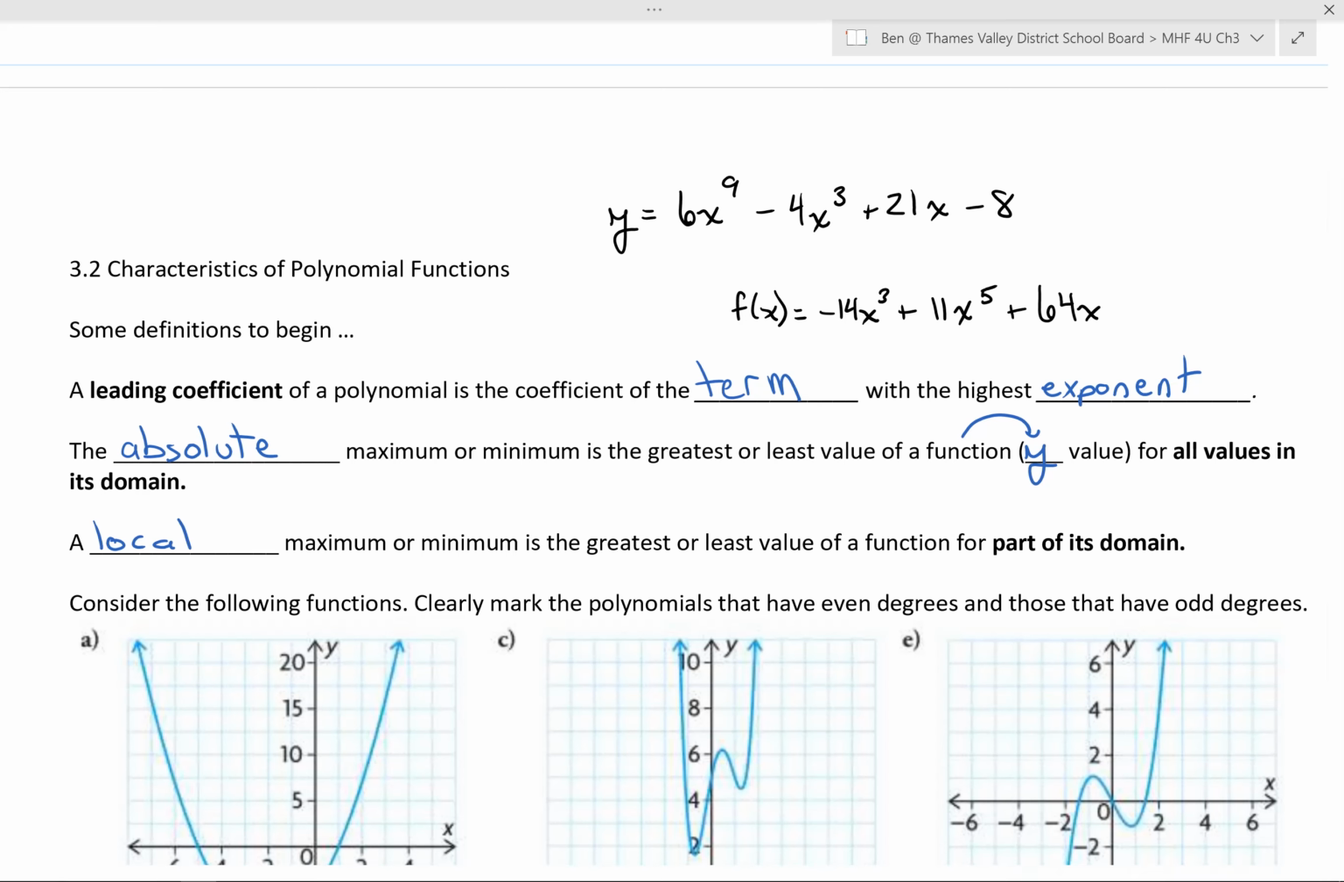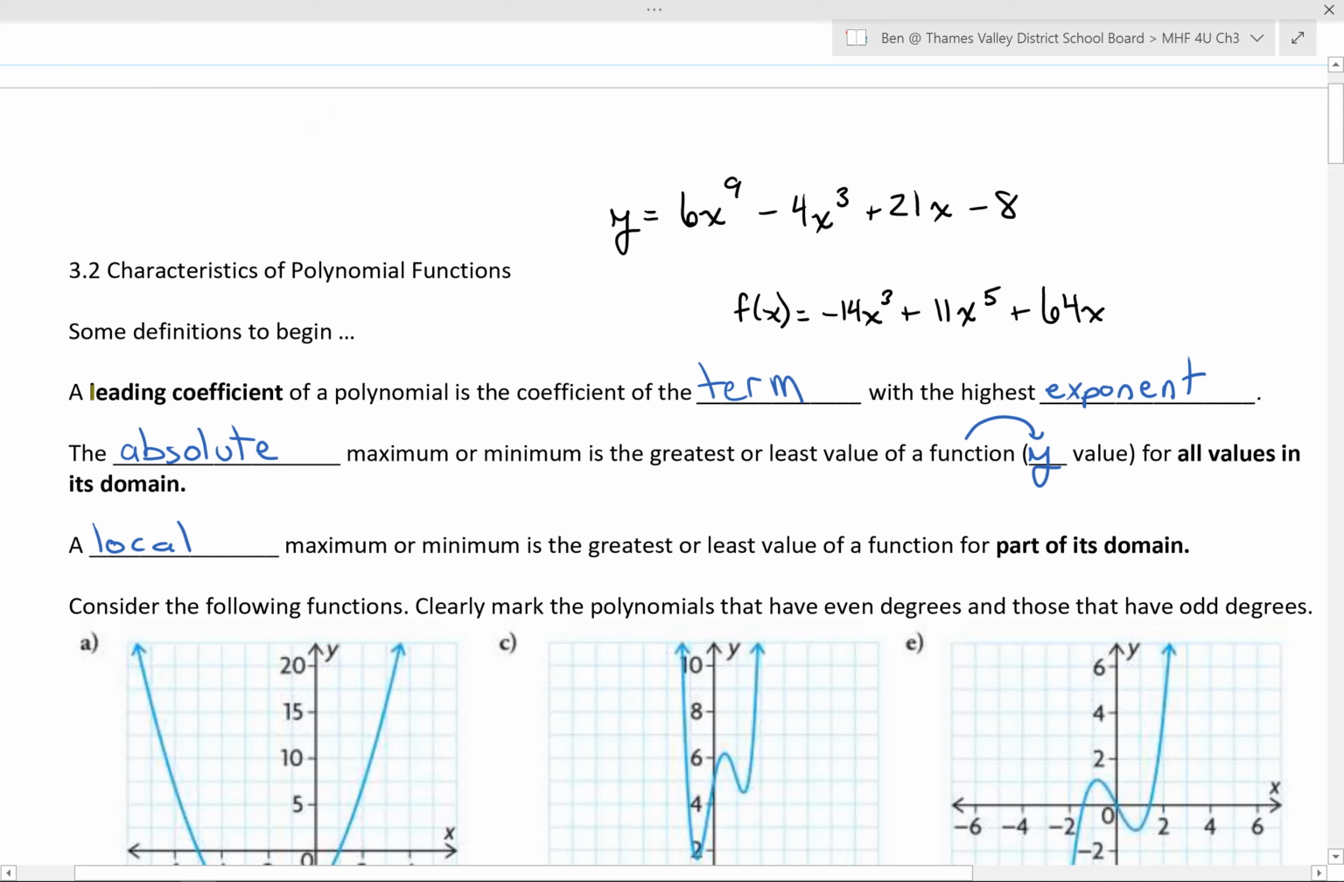Now, a polynomial function, as it's shown, and just a quick review, is a sum or a difference of power functions. Again, if you're not familiar with power functions, go back and check out the 3.1 video. Now, some new terminology: a leading coefficient. Remember, the coefficient is the number that multiplies your power, the number that comes before your power. So the leading coefficient of a polynomial is the coefficient of the term with the highest exponent.